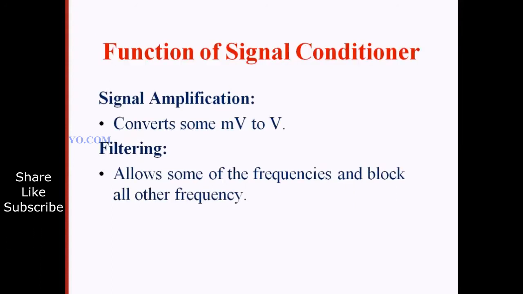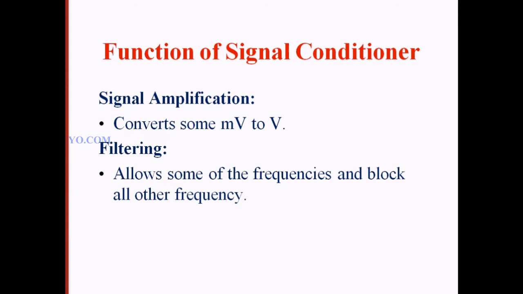Then, functions of the signal conditioner. The signal conditioner does the following operations. First one, signal amplification. The electrodes connected to the human body are connected to the signal conditioner circuit using lead wires. The signal conditioning circuit first amplifies the received input signal. The input signal in the range of millivolt or microvolt is amplified to some volts. So this is a signal amplifier or pre-amplifier.